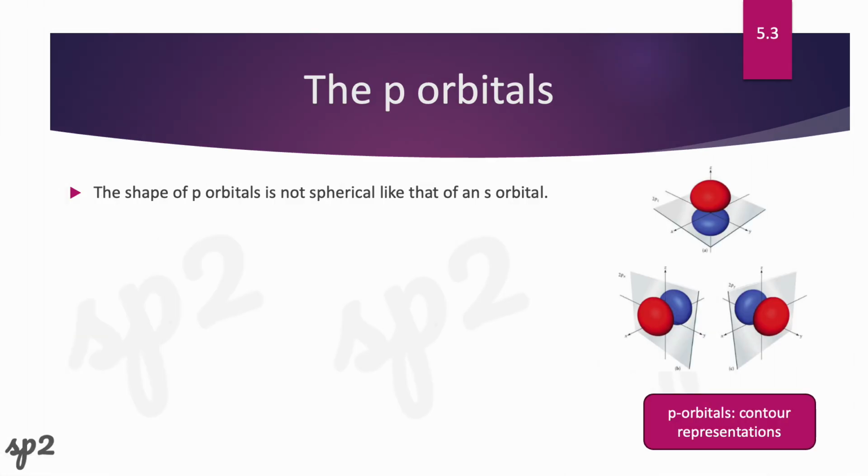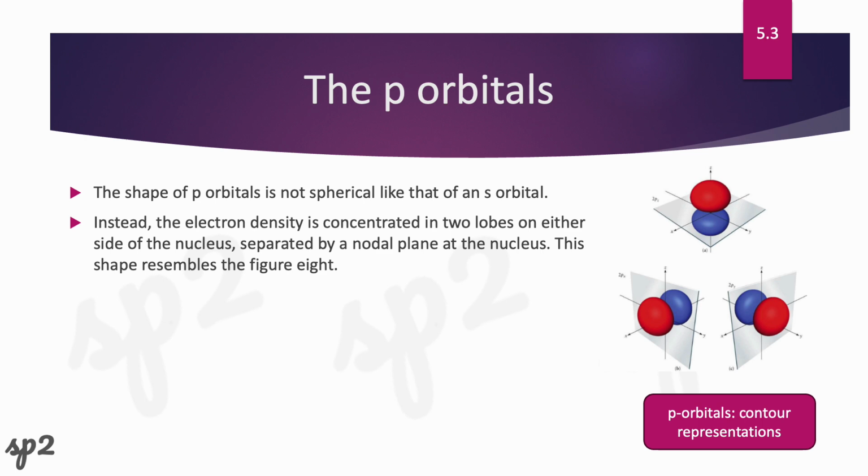Okay, so the next one is going to be the p orbitals, and the shape of these orbitals is not going to be spherical like the one that we have for the s. Instead, the electron density is concentrated in two loops on either side of the nucleus and is typically separated by a plane at the nucleus. If you want to think about the shape, you can think about something like a figure 8 or maybe an infinity sign, right? I know many textbooks mention a dumbbell. They're not dumbbell shaped, right? So think about figure 8 as probably the best one.